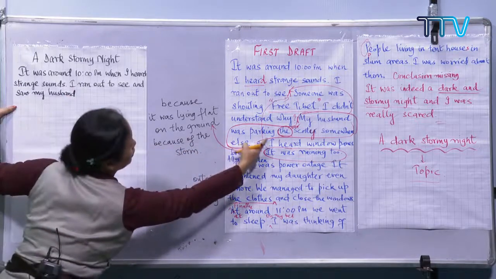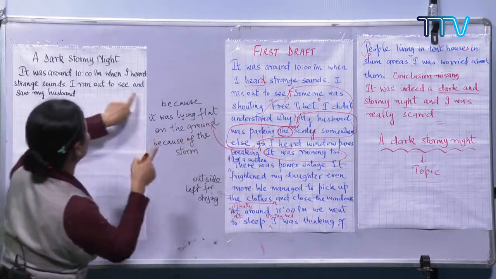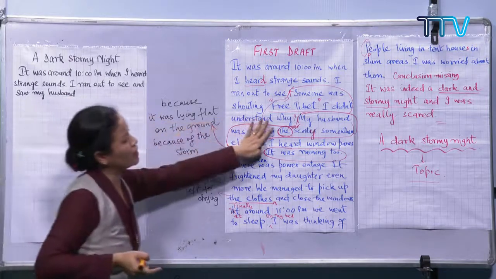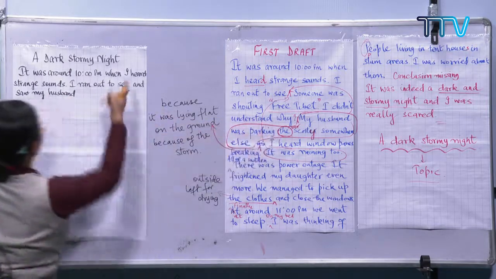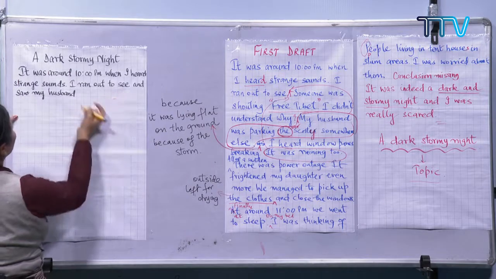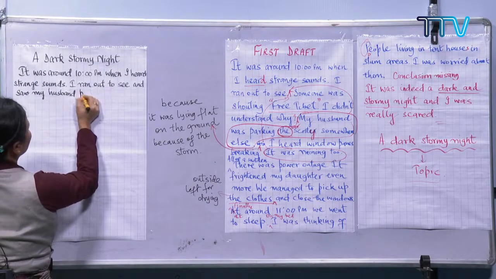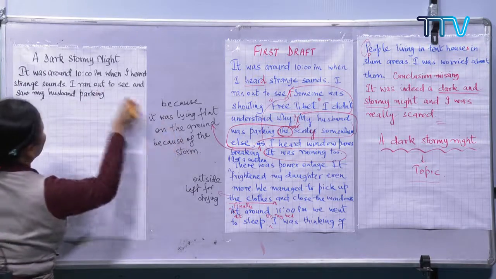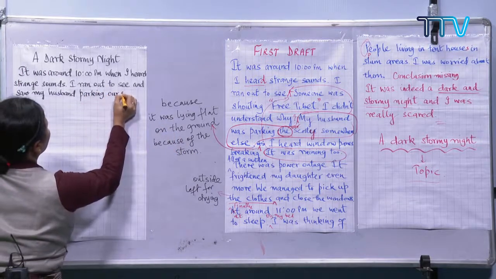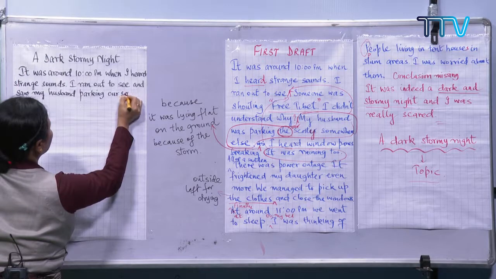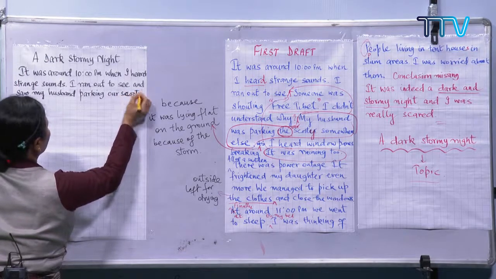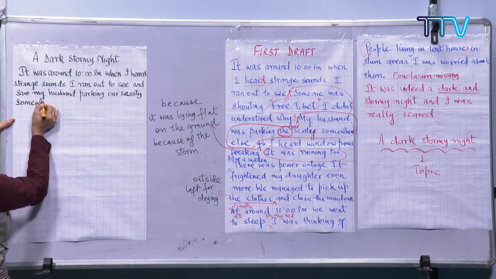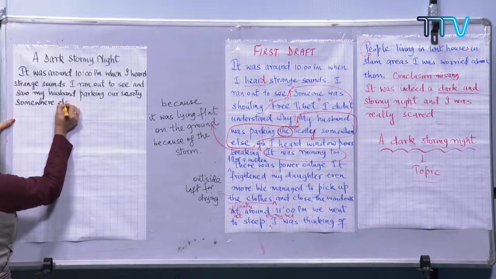Okay, I'm making certain changes, meaning I'm joining this with the conjunction "and." Here I have written a separate sentence. My husband was parking, so I ran out to see and saw my husband parking. We can use our scooty somewhere else.